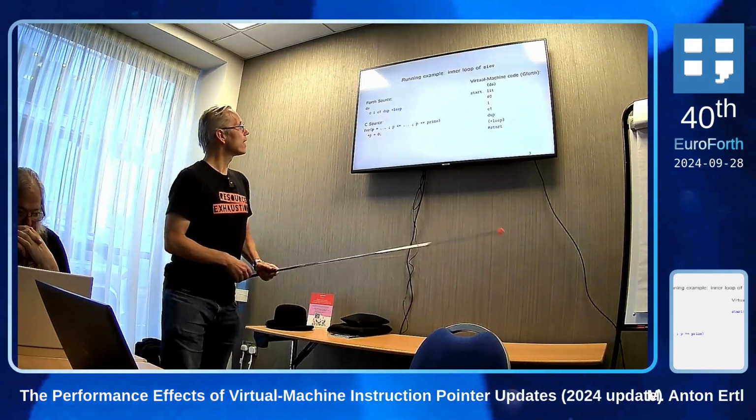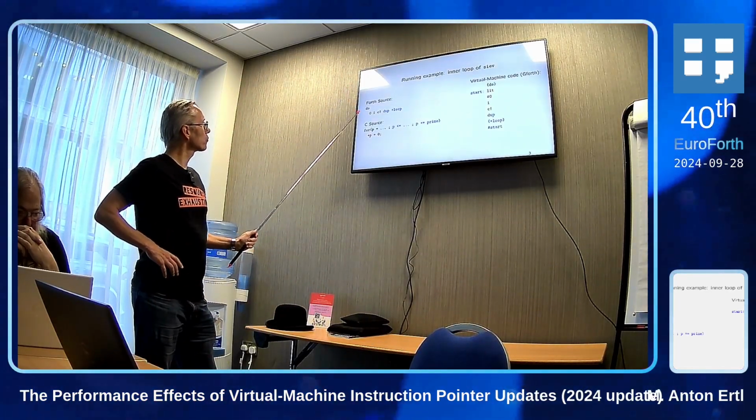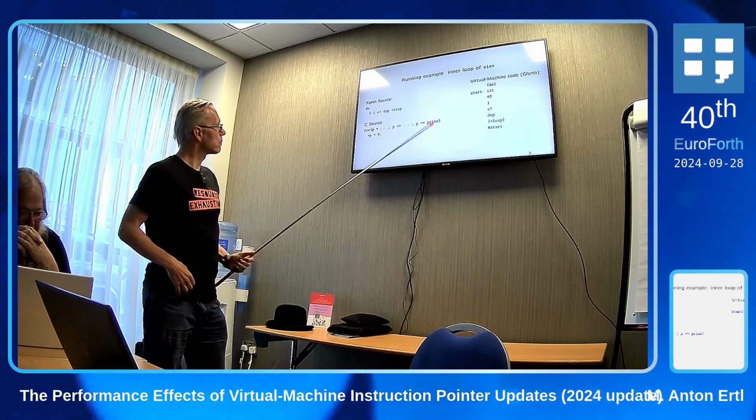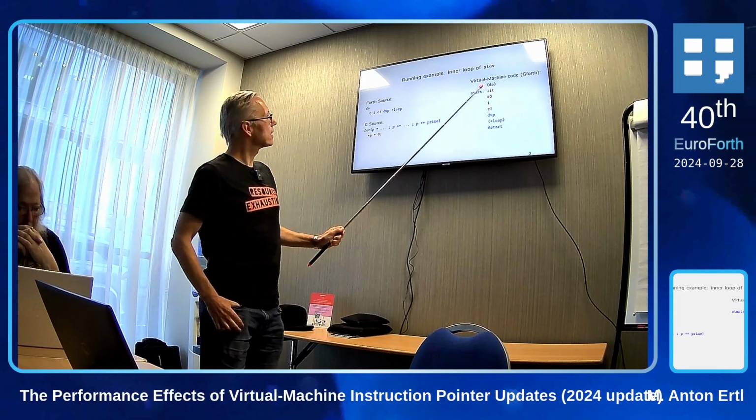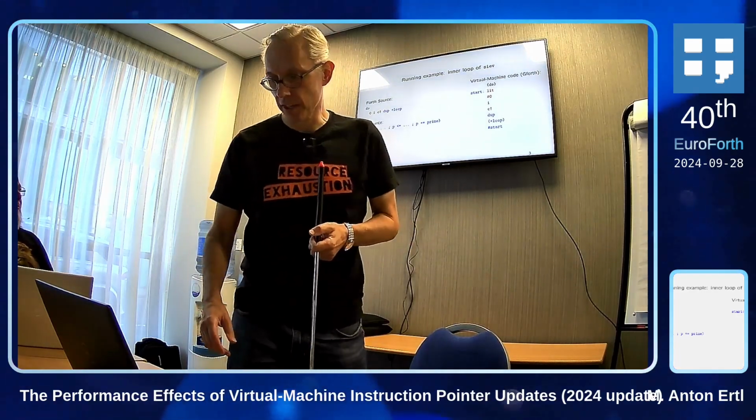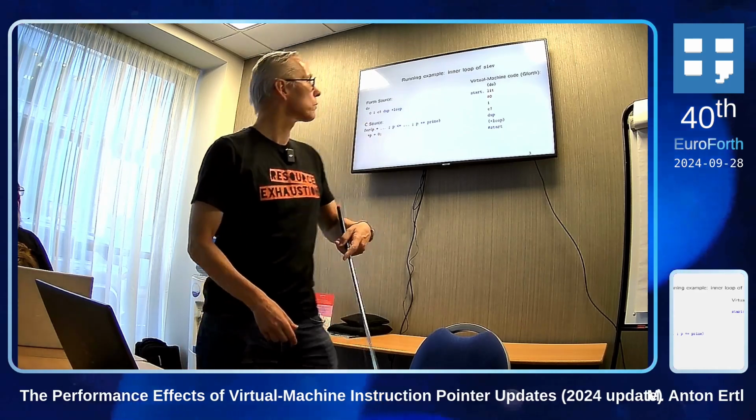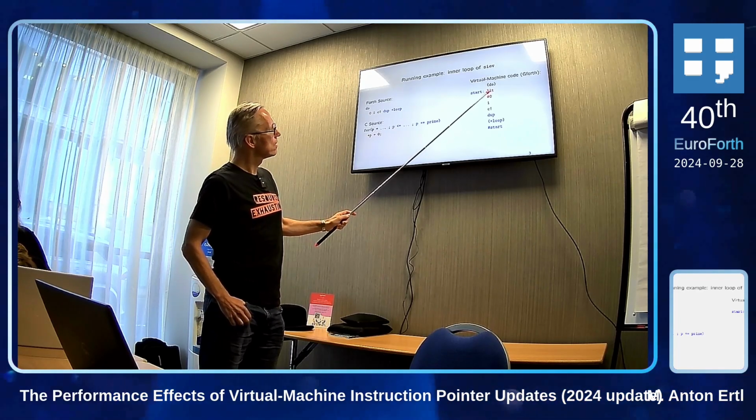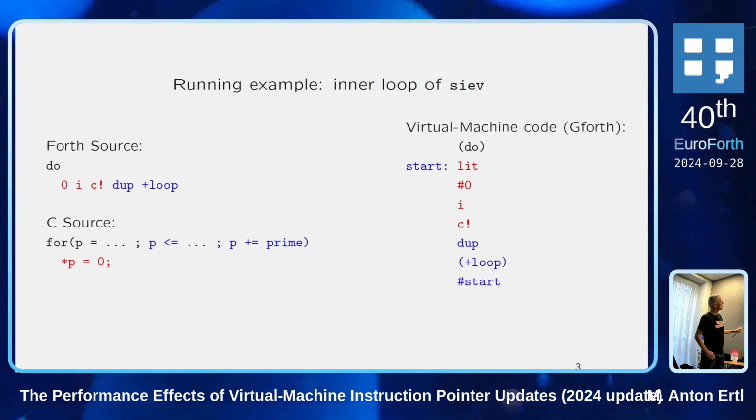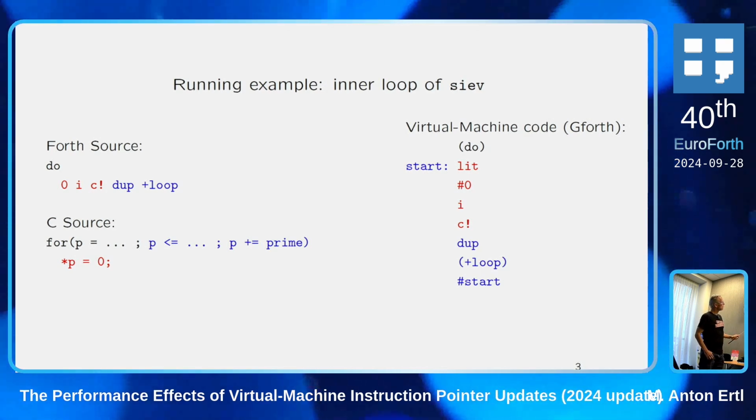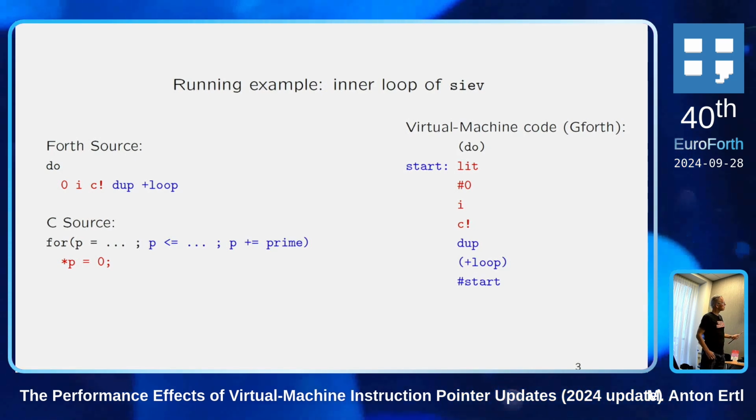So the running example is the inner loop of the Sieve benchmark. Here's the Forth source code. And for those who don't know Forth, this is some similar C code. And here's the virtual machine code of Gforth, which is very similar to the source code actually. One thing I should mention is that in the virtual machine code we have instructions with immediate arguments, like lit has the immediate argument 0 here, which corresponds to this 0. And the parenthesis plus loop has an immediate argument start, which is a pointer back to the start of the loop. And this corresponds to this plus loop here.